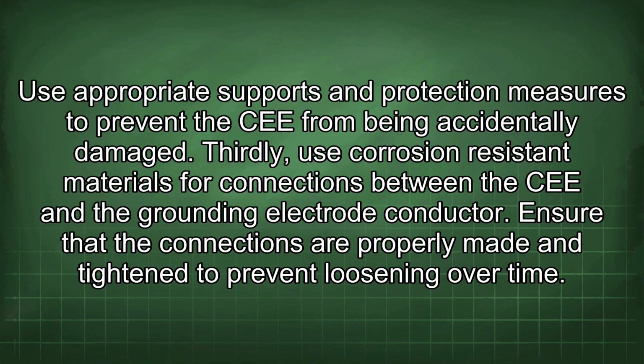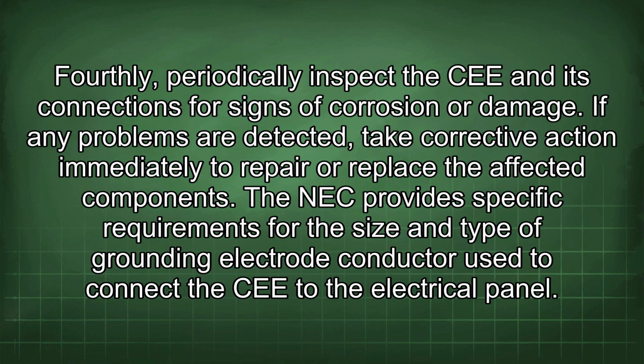Thirdly, use corrosion-resistant materials for connections between the CEE and the grounding electrode conductor. Ensure that the connections are properly made and tightened to prevent loosening over time. Fourthly, periodically inspect the CEE and its connections for signs of corrosion or damage. If any problems are detected, take corrective action immediately to repair or replace the affected components.